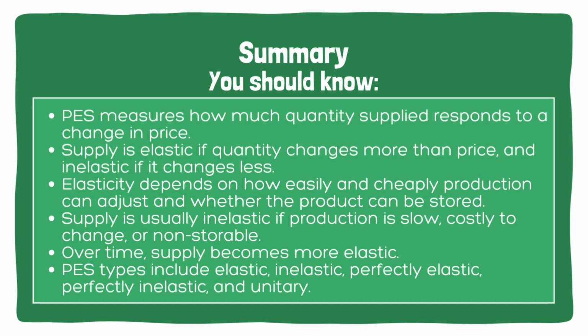In summary, price elasticity of supply measures how responsive quantity supplied is to changes in price. Supply is elastic when it changes by a greater percentage than price, and inelastic when it changes by a smaller percentage. The main factors influencing PES are how quickly production can be adjusted, how costly it is to change output, and whether goods can be stored. Supply is usually inelastic for products that take time to produce or cannot be stored, but it becomes more elastic over time. The main categories of PES are elastic, inelastic, perfectly inelastic, perfectly elastic, and unitary elasticity. Understanding PES helps economists, businesses, and governments make smarter decisions about production, pricing, and resource allocation.